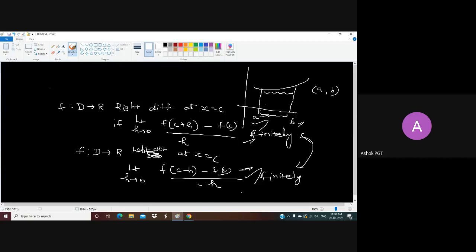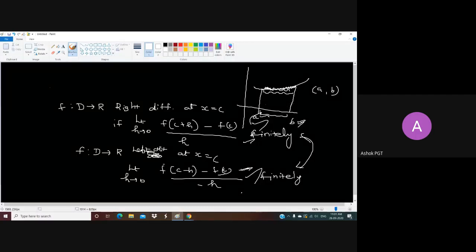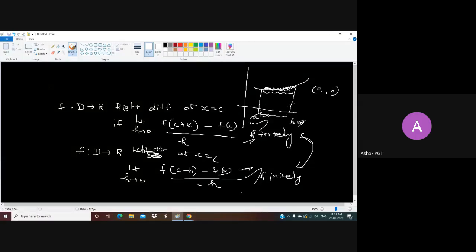A function f is said to be differentiable on an open interval (a, b) if f is differentiable at every point of (a, b). It means that it has to be differentiable at each and every point excluding a and b. Without including a and b, if all the points in between a and b are differentiable, we can say that it is differentiable on an open interval. Students, are you clear? Yes, sir.